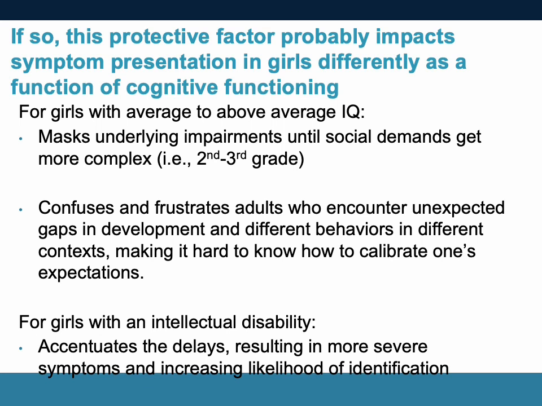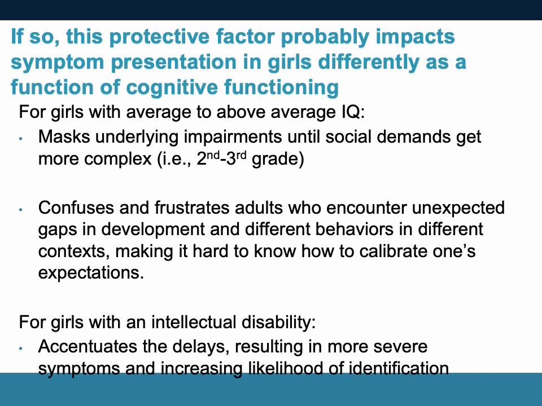Well, it might mean that if the girl has average to above average IQ, you may be able to see those small social behaviors that are enhanced by this protective factor as really positive, and it could mask their underlying impairments until those social demands get more complex. Particularly given that any child who has the cognitive ability can often use a cognitive means to behave better socially, but it may not necessarily be an intuitive way of behaving better socially. So this biological protective factor could lead to an increasing likelihood of girls with average to above average IQ masking their impairments somehow, which is very likely to confuse and frustrate adults who are going to see gaps in development they didn't expect, who might see more problems from third grade on than they ever anticipated, and who may notice and report different behaviors in different contexts.